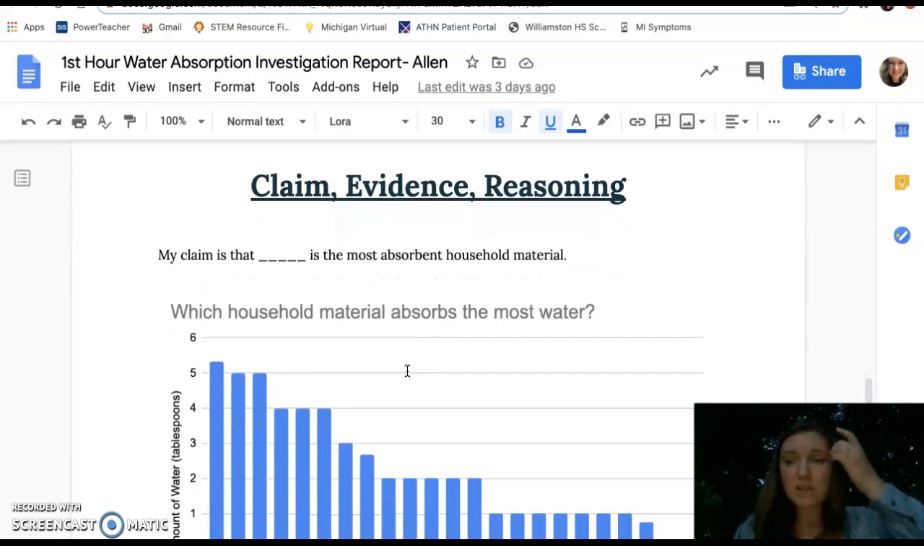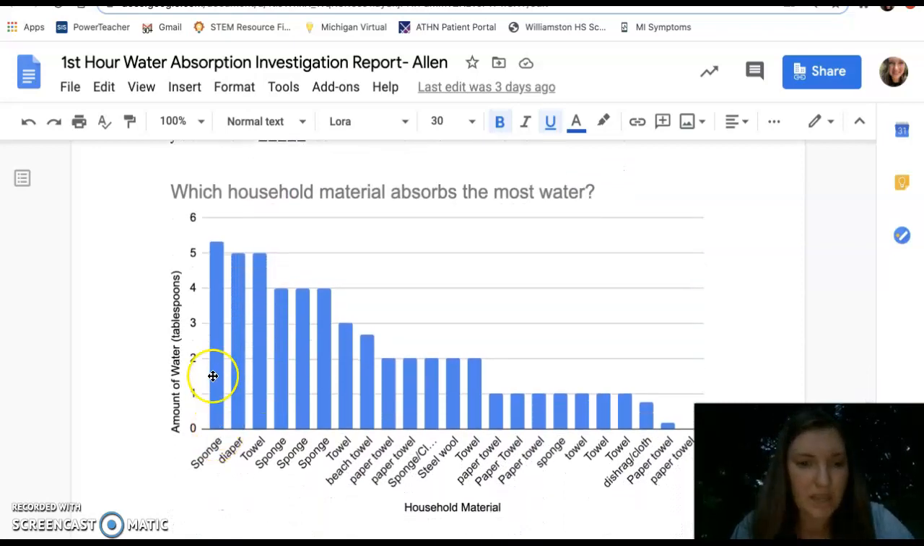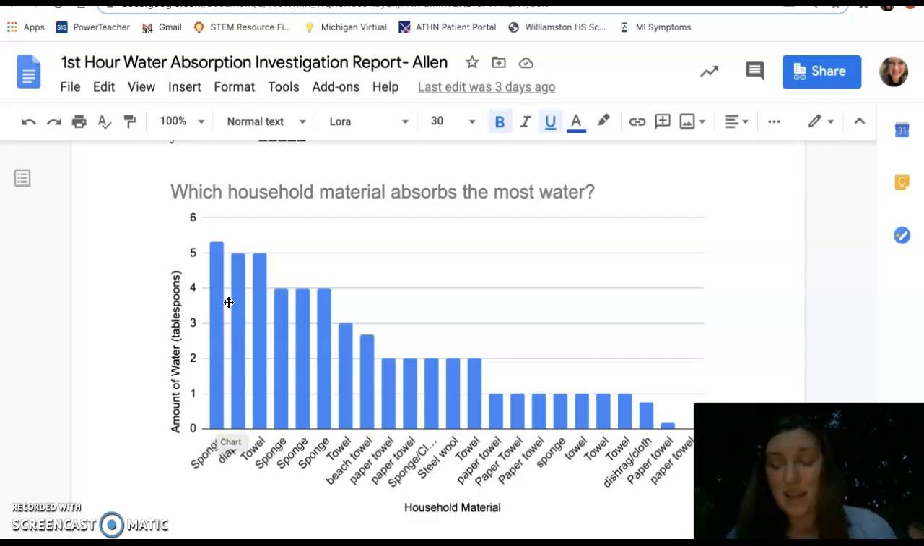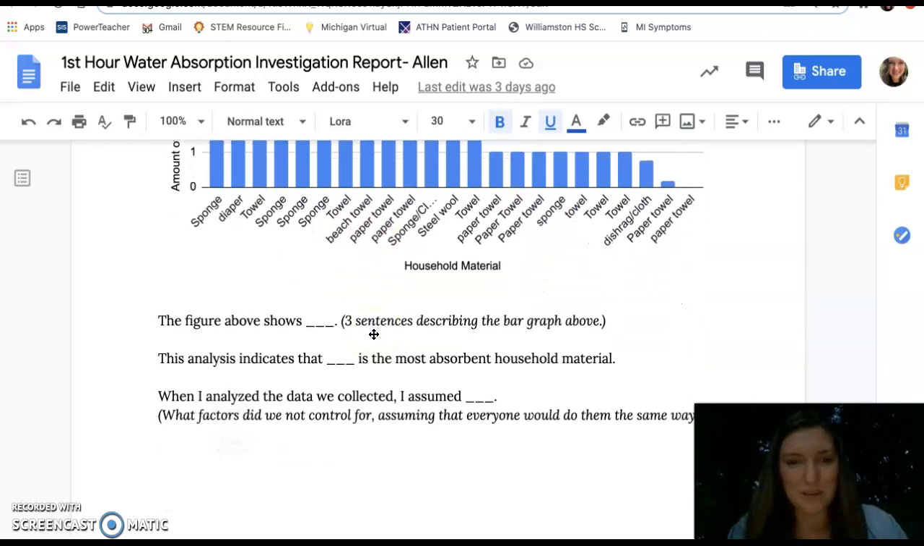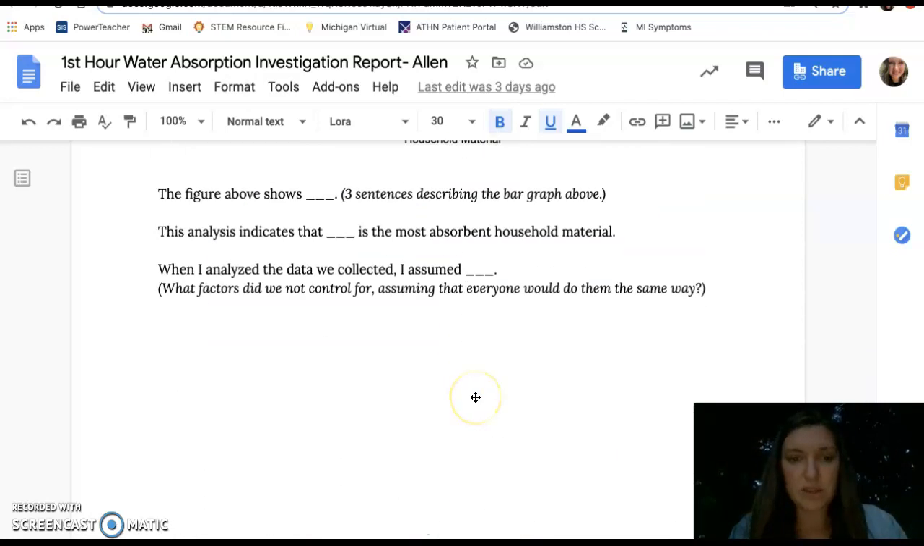So let me get on to the claim, evidence, reasoning section. My claim answers the question: what is the most absorbent household material? And our data shows that a sponge is the most absorbent. Now, a lot of you guys decided that it'd be good if we averaged, or put all those data pieces together, like all the sponges together, all the paper towels together, and averaged those. That's something I think I will do in the near future, and I'll show you guys when that's done. But it's not done yet, so let's just work with what we've got right now. So that is your claim: a sponge is the most absorbent household material.